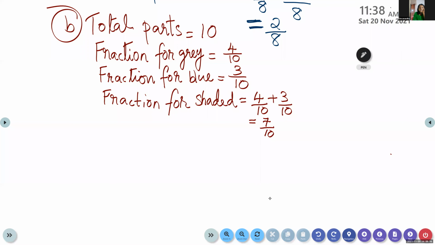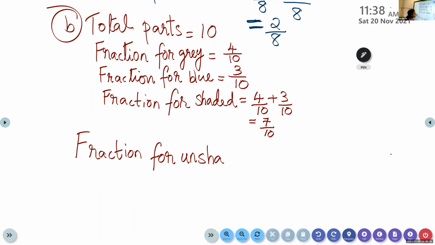Now the fraction for unshaded. How to find? Using subtraction. So Akshara, tell me what we have to do here. Fraction for unshaded. We have to subtract from the total. So what will be the total here? 10 by 10. Very good. Then we have to subtract the shaded parts. Shaded is 7 by 10. So the answer is 10 minus 7. Find out the answer.